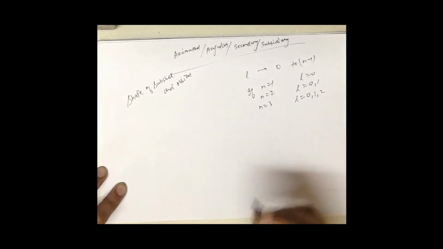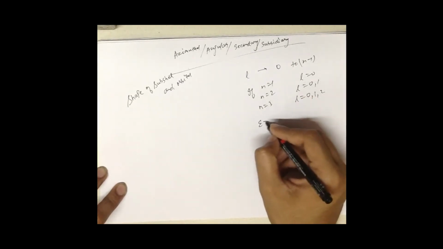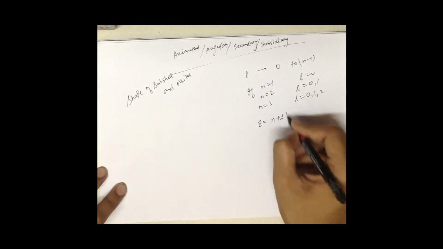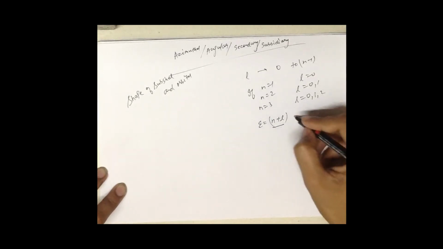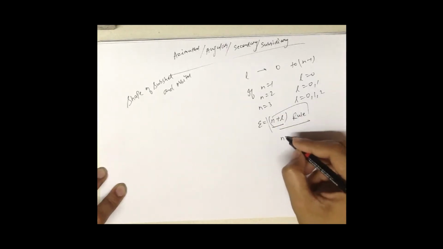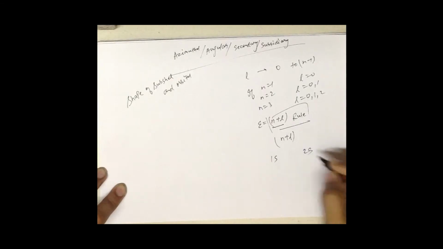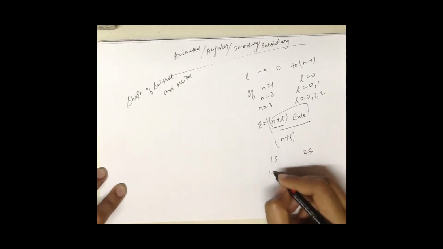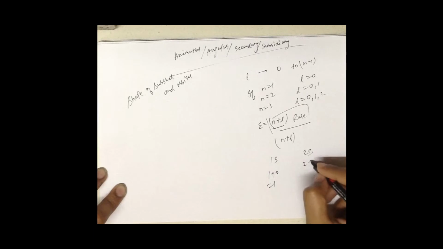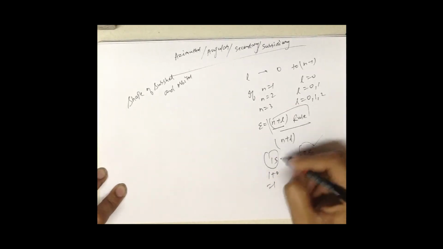Now L is required for the energy of the subshell. Now how? Energy depends on the n plus L rule. This is given as the n plus L rule. So if I have 1s and 2s, in this case n plus L is 1, and in this case n plus L is 2. So 2s will be at a higher energy as compared to 1s.